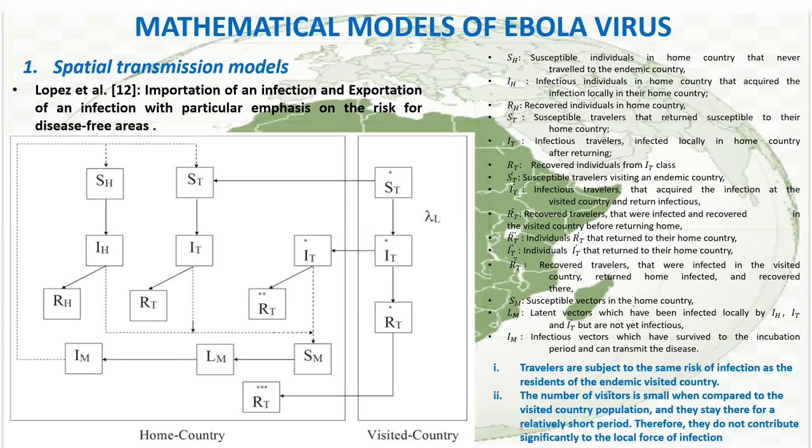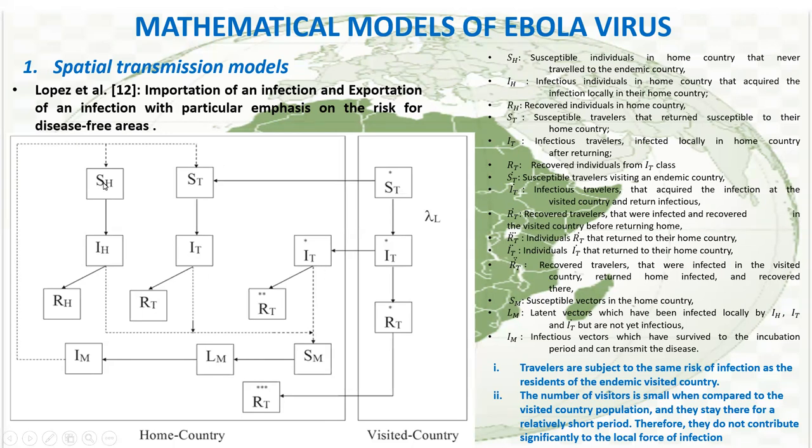Then after that, we also have another spatial transmission model, reference number 12, Lupas, which also considered importation of infection and exportation of infection in a particular area that is at risk of the infection. What you consider here are four different susceptible classes: three different human susceptible classes, and one which can represent any vector. Although this model was first applied to malaria, it was also applied to Ebola virus disease in their work.